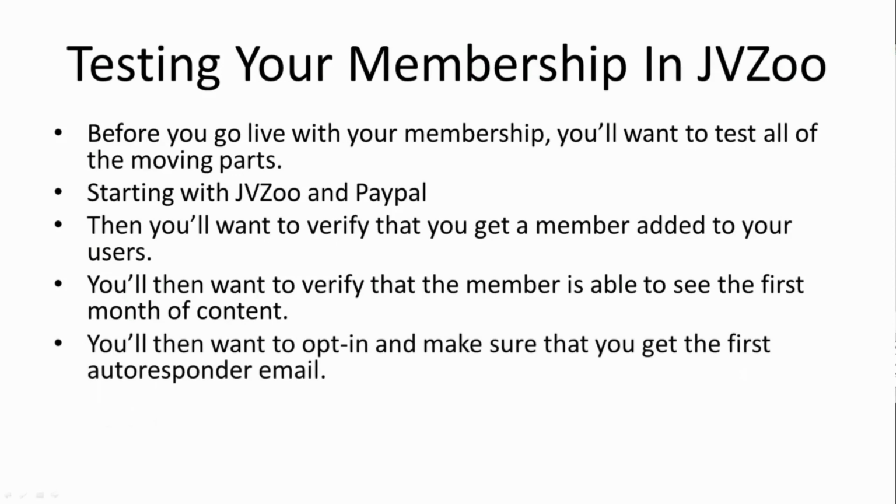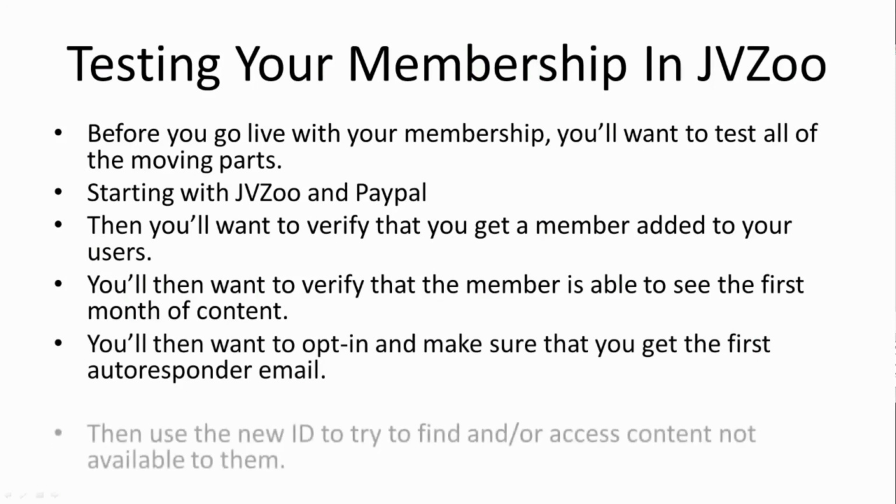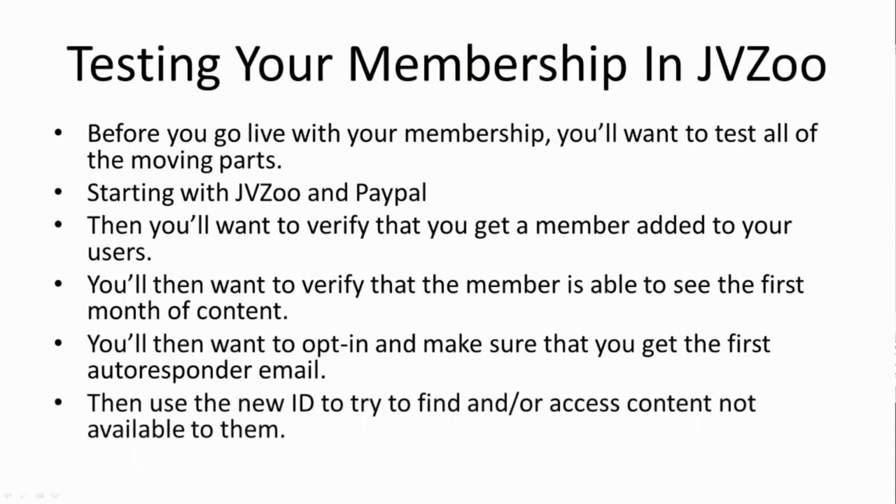You'll then want to opt into your list and make sure you get the first autoresponder email because that's going to be a good indication that you're going to get the other one in 30 days. Then use your new ID to try to find or access content that's not available to you. This will mean then that if you are using that new ID and you can't get to the other content or you're blocked or you can't find it for some reason, that means then that your customer will not be able to share your content without having paid for it.